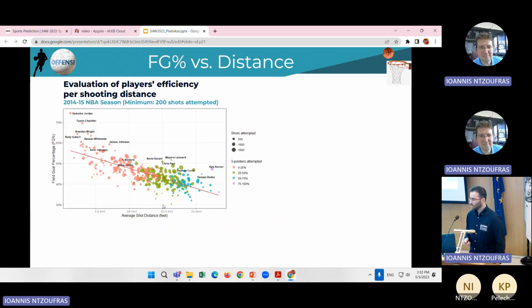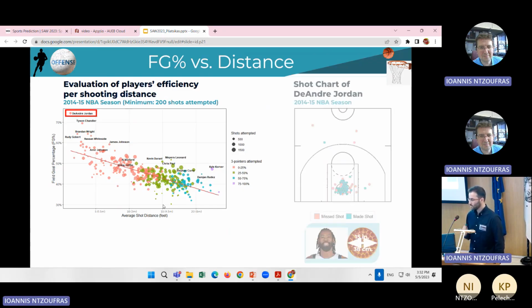With that in mind, we reviewed how the shooting distance affected each player's shooting effectiveness. What's notable is that DeAndre Jordan led the league in field goal percentage. The reason for this lies in his shot chart, where we see that almost all of his shot attempts were under the basket, with an average distance equal to the size of a pizza.